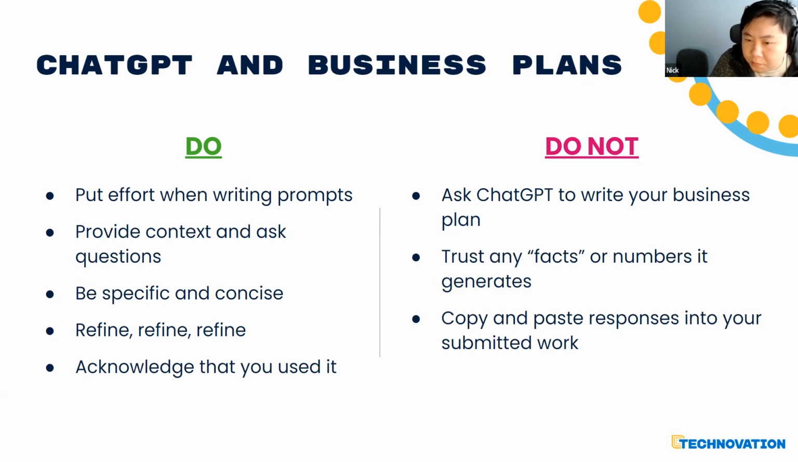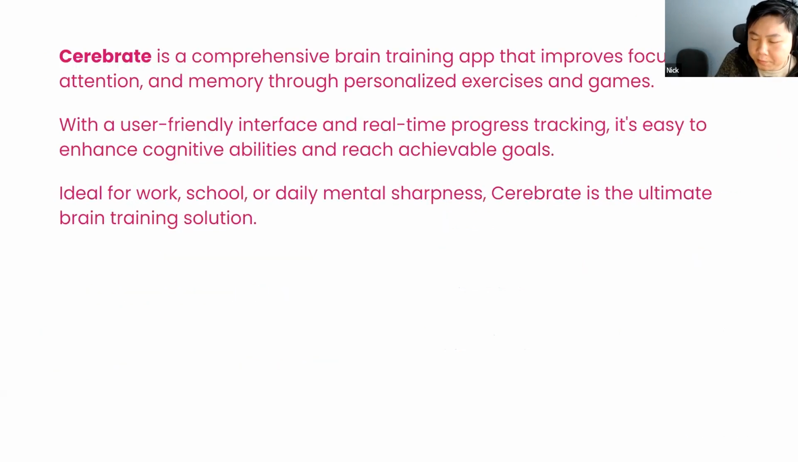Anyway, there's a lot of talking. Let's dive into an example. So what I did earlier is I talked to ChatGPT. I asked ChatGPT a few prompts. I'll show you the prompts after this. But this is what ChatGPT gave to me when I asked it to write an executive summary for me, right?